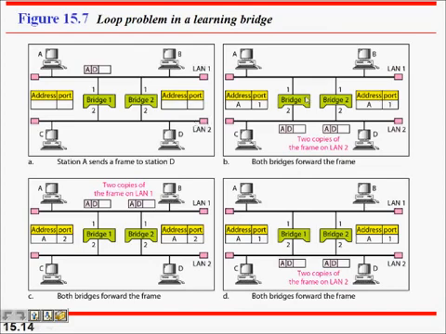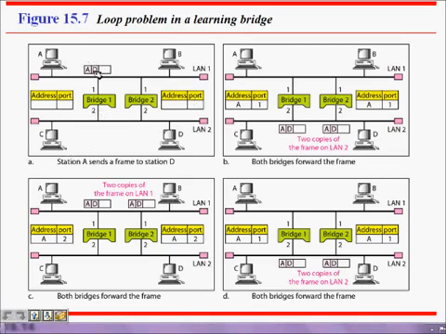But there is a problem. For reliability and fault tolerance, many administrators have two or more bridges, but that causes a loop. So let's try to see what a loop is.